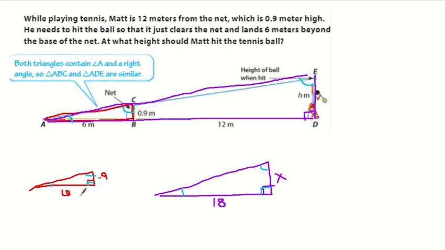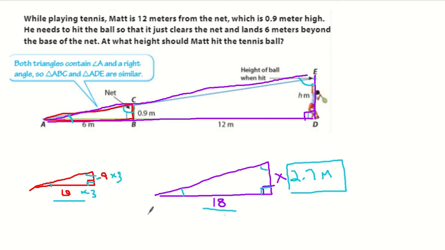So what I can do is set up a ratio to compare the side lengths. If I'm looking at just the bottom sides, really what I did is I took this 6 and multiplied it by 3, and that got me to 18. So this triangle is 3 times the size of this triangle, which means I can take this side length and also multiply it by 3 to get 2.7 meters. And I am done.